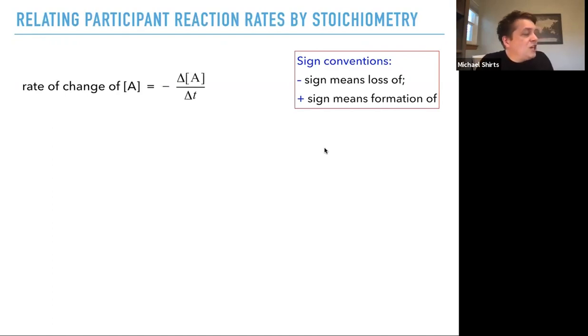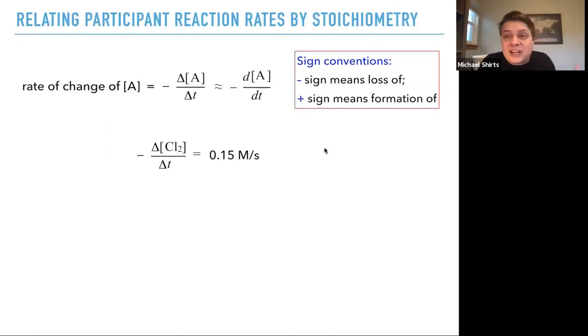So the rate of change of A, minus d concentration A dt, or delta concentration A delta t, indicates that A is disappearing. And that of course is approximately equal to the differential rate of change of A. Usually we'll write delta to indicate either the change over a finite time or an infinitesimal time, just so we're not calling it the rate of change over infinitesimal time when it's actually an approximation to that.